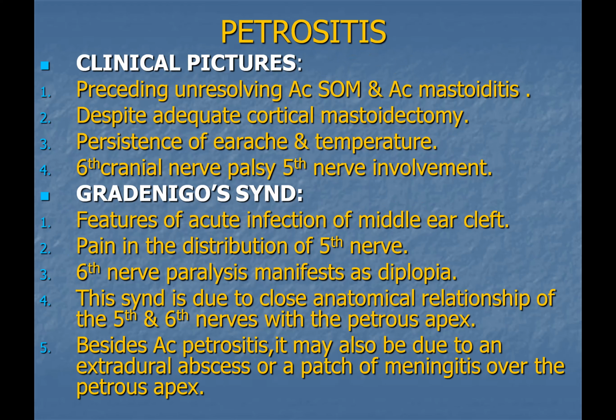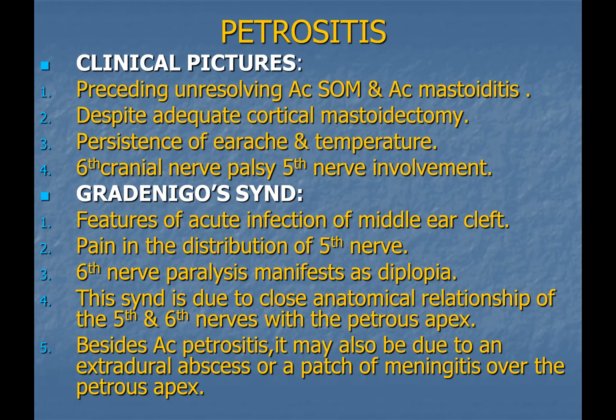The second complication is petrositis. If the infection spreads to the petrous part of the temporal bone, then this patient would develop petrositis, and he would present with the following clinical features: the lateral rectus palsy because of involvement of the sixth nerve, the deep-seated ear or retroorbital pain, and persistent ear discharge. This triad is called Gradenigo syndrome.